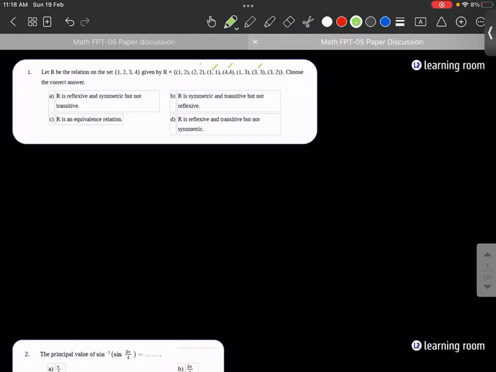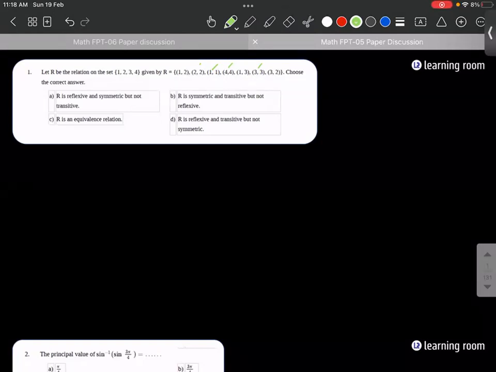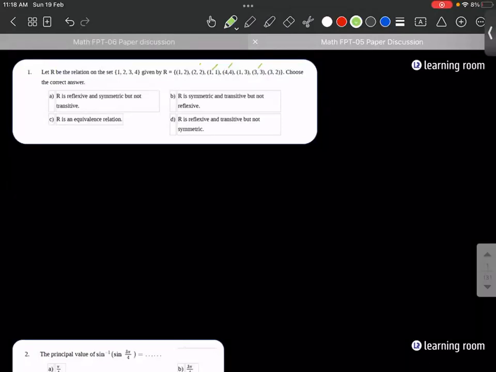But what about transitive? Anushri, can you tell me? Is it transitive or not? Sir, 1, 3 belongs to R and 3, 2 belongs to R, and also 1, 2 belongs to R. It's transitive. So which is the right option? Reflexive and transitive, but not symmetric. D is the right answer. Kaushik got it? Yes, sir. Good.